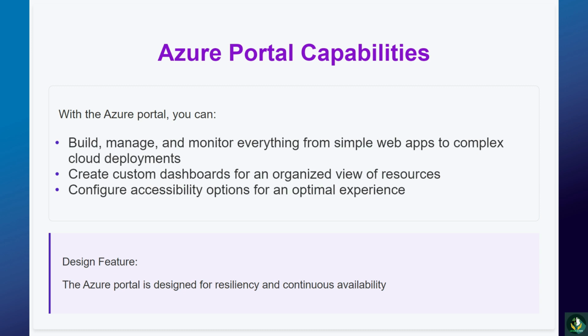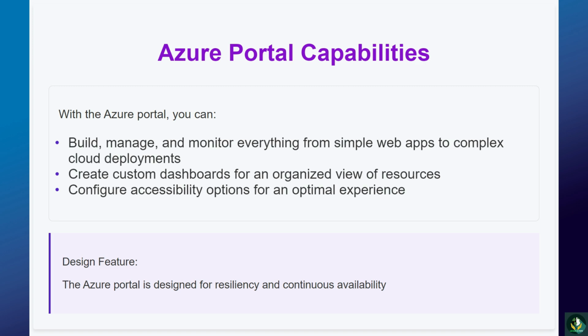Accessibility is a key consideration in the Azure portal's design. The portal offers various accessibility options that can be configured for an optimal experience. These include high contrast themes, screen reader compatibility, and keyboard navigation options. By providing these accessibility features, Azure ensures that the portal is usable by as wide an audience as possible, regardless of their specific needs or preferences.